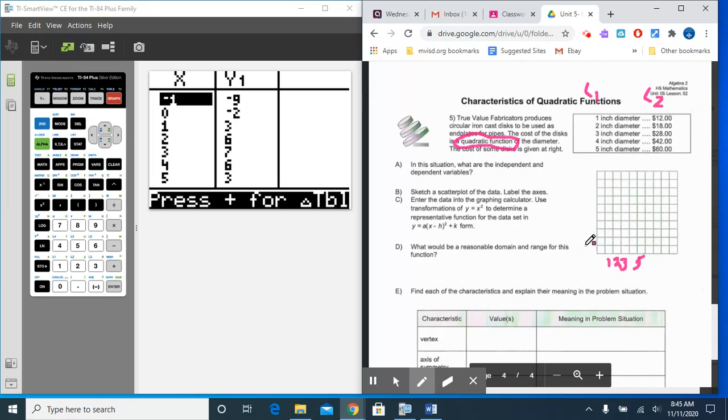It's probably just easier to count each line as 10. So the second line would be 20, it'd be 30, this would be 40. You can count it whatever you want, but that seems to be the easiest. And then we can plot those in there. So at 1 would be around 12, so just a little bit above the 10 mark. And 2 would be 18, so close to the 20 mark. 3 is 28, it's real close to the 30 mark. 4 is 42, a little bit above. And then 5 is 60, which is up here.